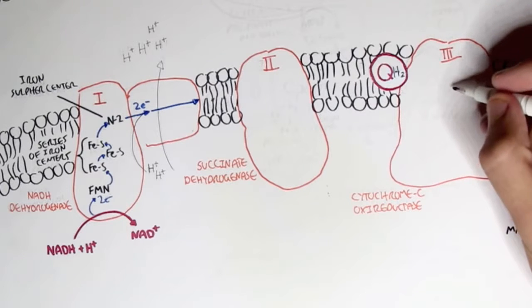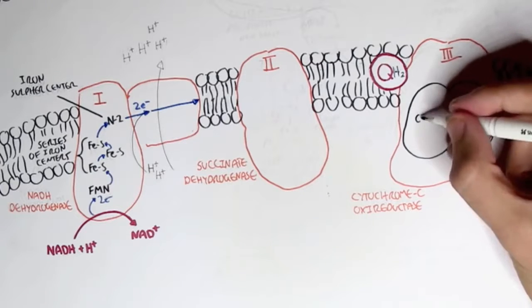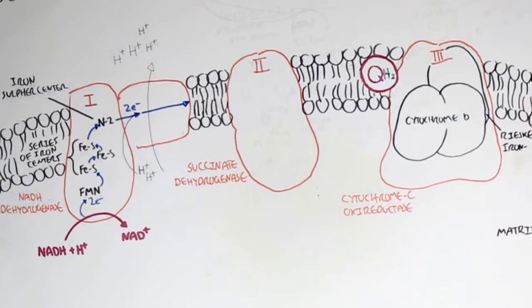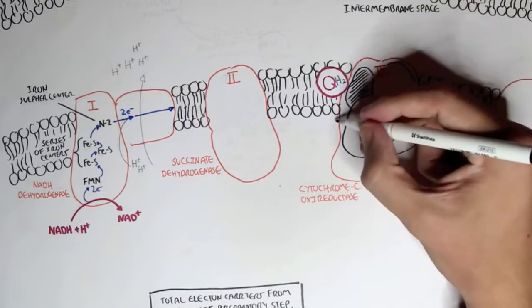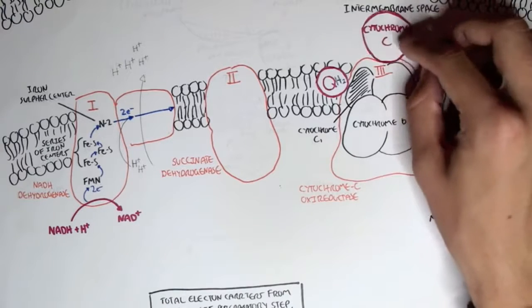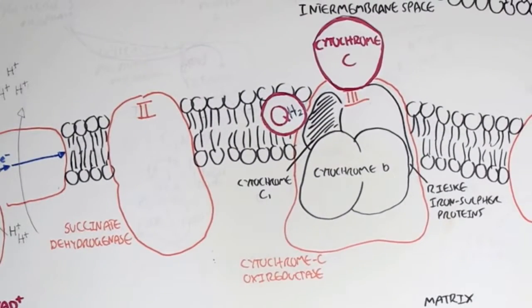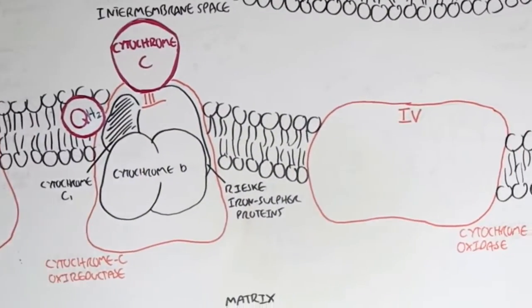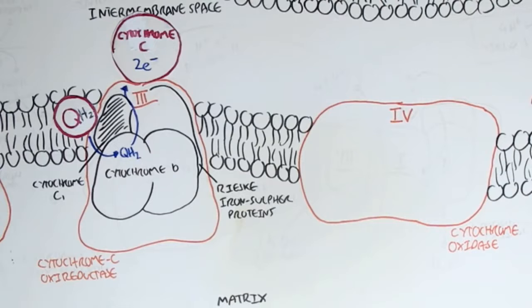Complex 3 has a few important subunits, 3 important structures within it. One is called cytochrome B, the other is called Rieske iron-sulfur protein, and the other one is called cytochrome C1. The most important structure, however, is cytochrome C, which is a mobile protein in the intermembrane space and is attached to complex 3. Complex 3, cytochrome C oxidoreductase, will essentially oxidize ubiquinol to ubiquinone, and it will steal the 2 electrons from it and pass the 2 electrons to cytochrome C. So now this cytochrome C has 2 electrons, let's just say.